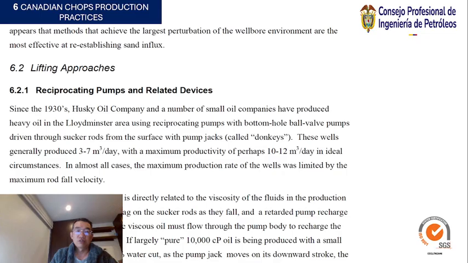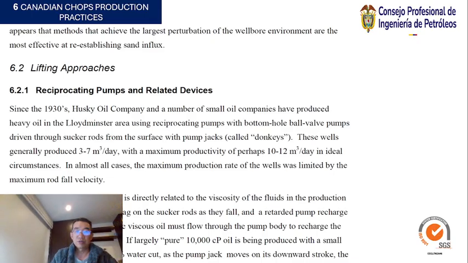The problem of rod fall velocity is directly related to the viscosity of the fluid in the production tubing. This fluid generates drag on the sucker rods as they fall, and a retarded pump recharge rate is also generated because the viscous oil must flow through the pump body to recharge the pump cavity on the downstroke.